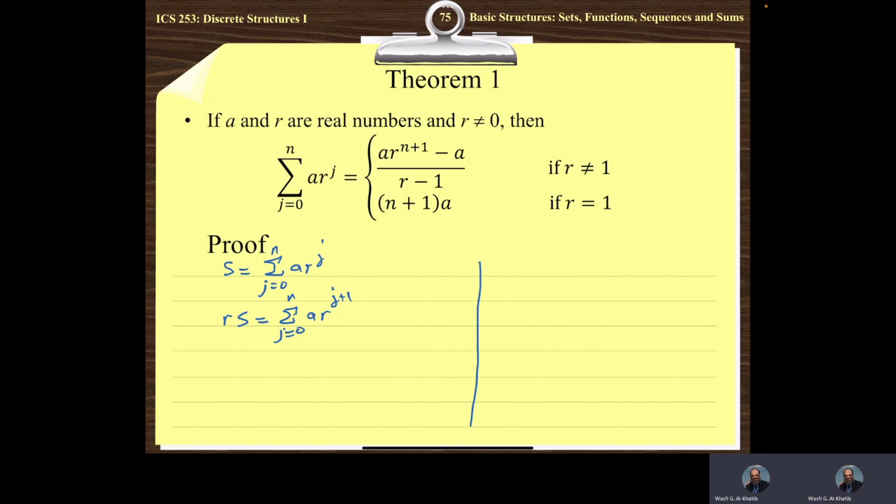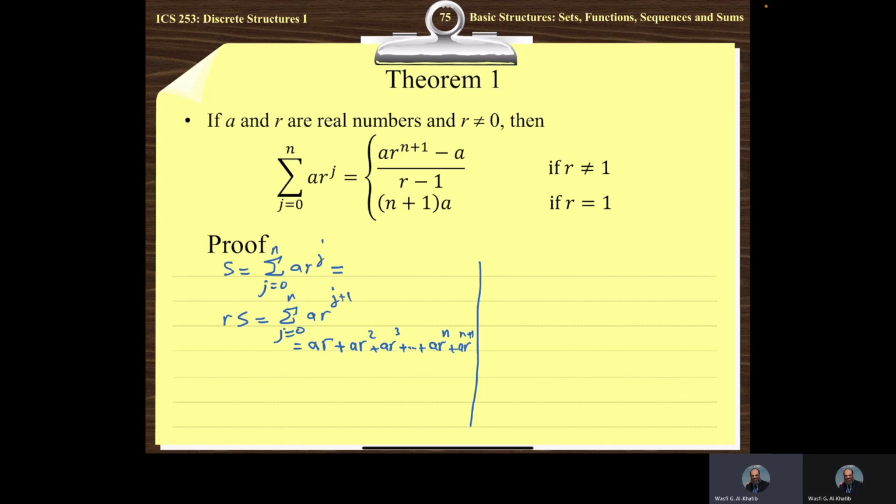Okay. Now, let me look at the terms of this summation. What are the terms of the summation? What is the first term? a r, right? When j is equal to 0, it's a r to the power 1. a r plus what? Plus a r squared, right? Plus a r cubed, all the way to a r to the power n plus a r to the power n plus 1.